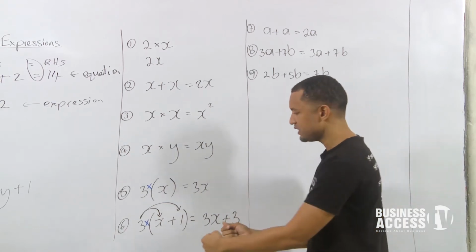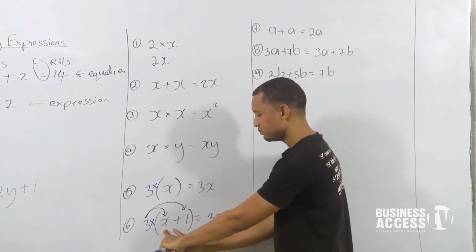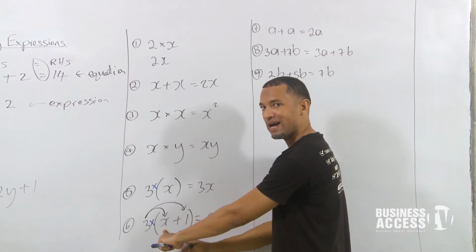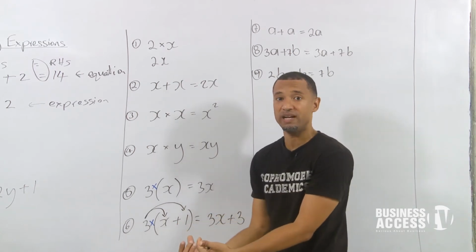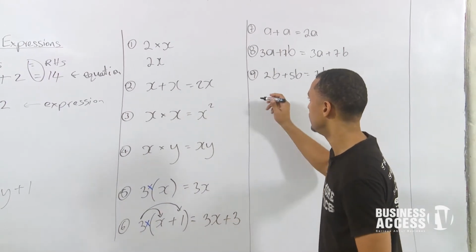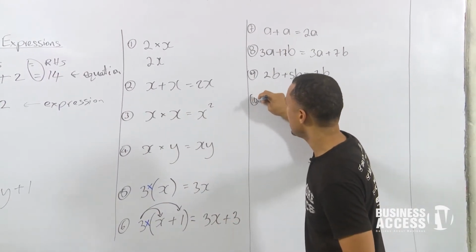So in the same sense, right here, you have x plus 1. x is a variable and you're adding 1, which is a number. They're unlike. You can't simplify it any further than that. Just letting you know.